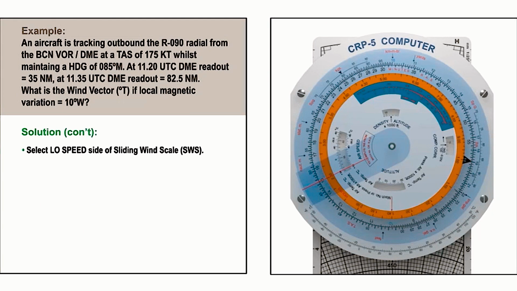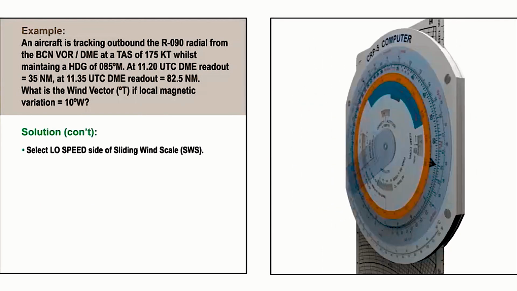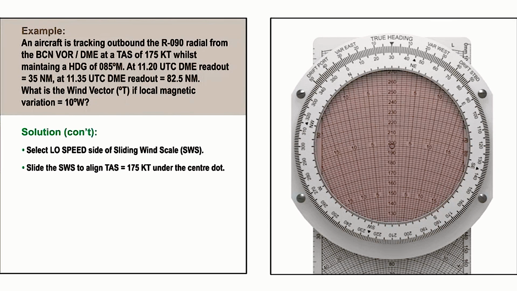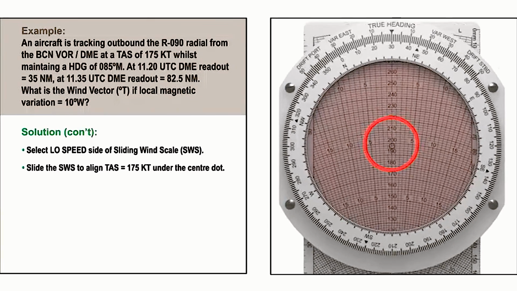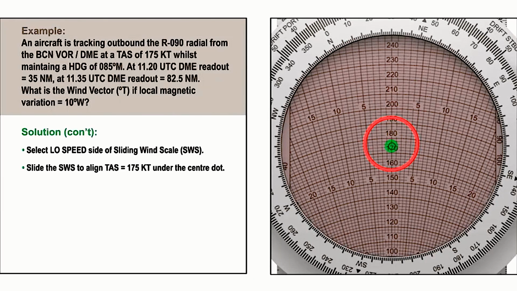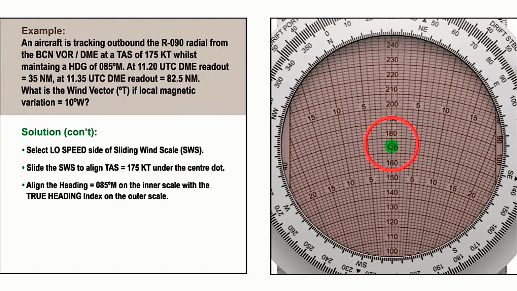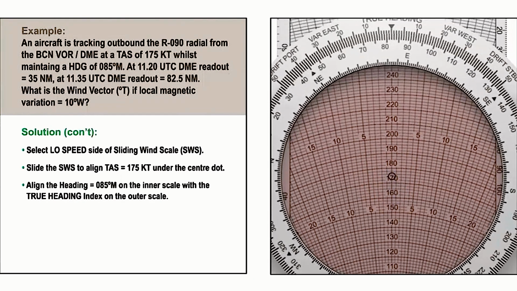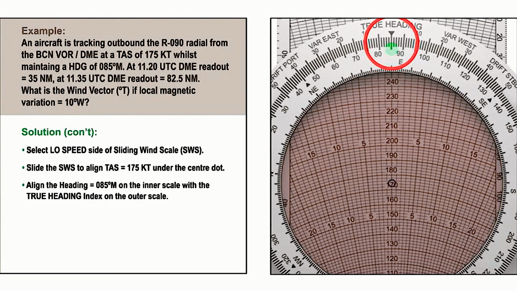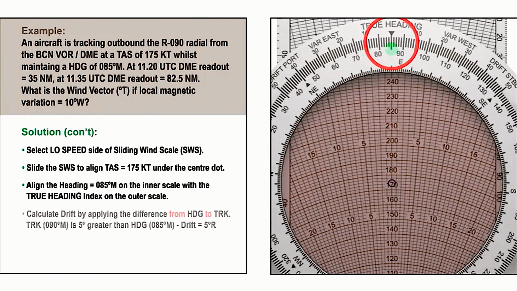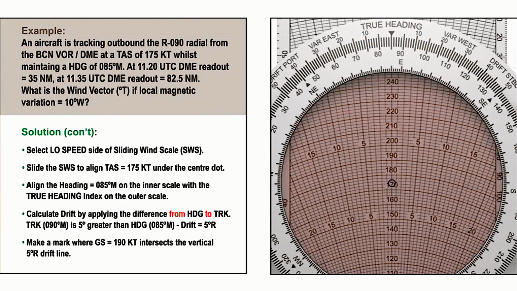Now that we have the ground speed, we can turn over to the low speed side of the sliding wind scale and place the centre dot over the true airspeed of 175 knots. Next, we align the heading, 085 degrees magnetic, on the inner scale with the true heading index on the outer scale. Then, working, as always, from heading to track, we can obtain the drift of 5 degrees right. Make a wind mark on the slide where the 5-degree right drift line intersects the ground speed of 190 knots.